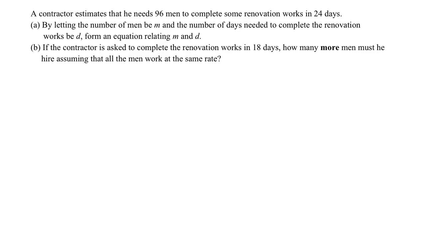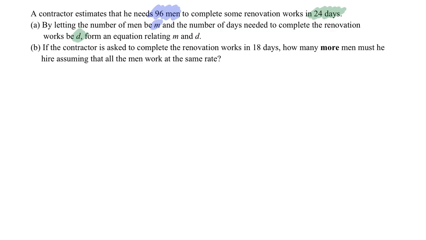Hello everyone, welcome to this video where we are given that a contractor estimates that he needs 96 men to complete some work in 24 days. Okay, so by relating the number of men to be M, number of days to be D, we need to form an equation.